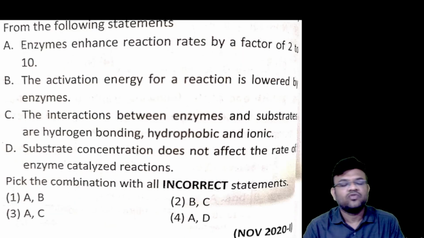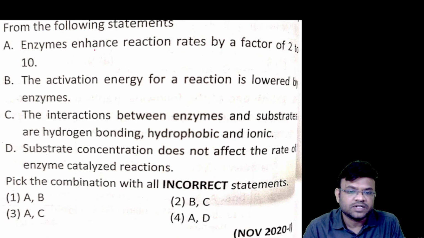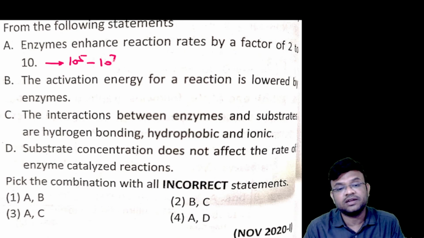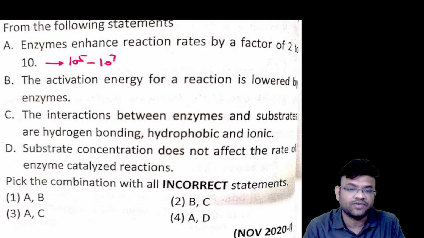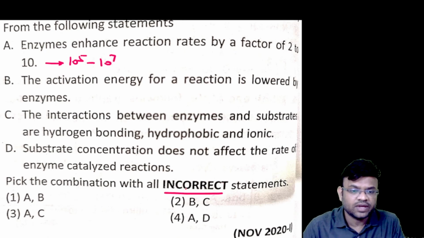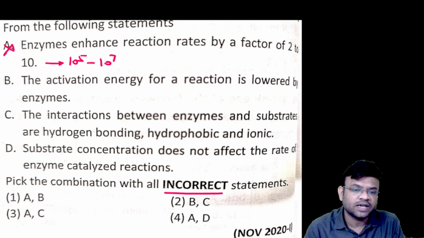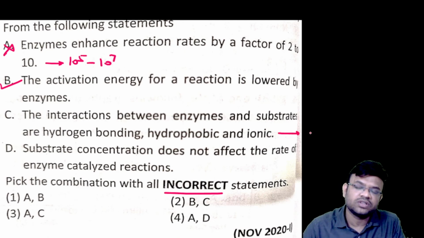Now let us move on to the next question. From the following statements, enzymes enhance reaction rates by a factor of 2 to 10. No, this is not true. Rate of reaction is enhanced up to 10 to the power 5 to 10 to the power 7. So we have to find the incorrect statements. So A obviously is incorrect. The activation energy of a reaction is lowered by the enzyme. This is correct. Interactions between the enzyme and substrate are hydrogen bonding, hydrophobic and ionic. Yes, these are all non-covalent interactions.